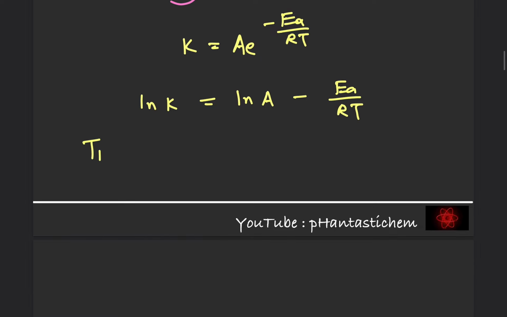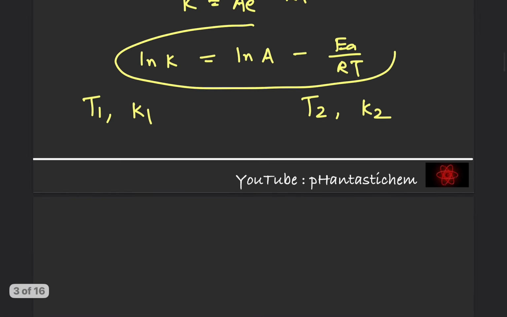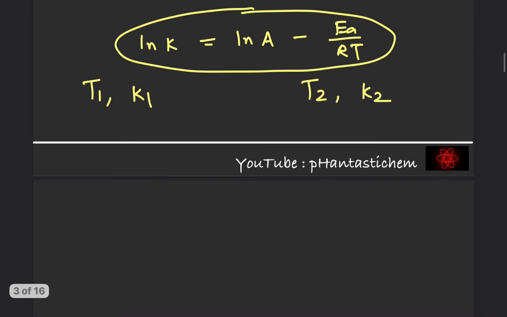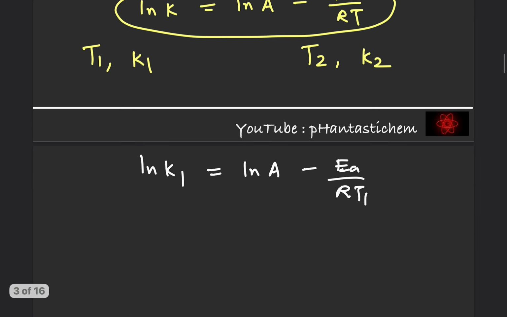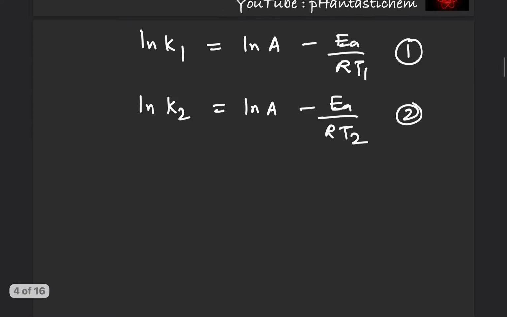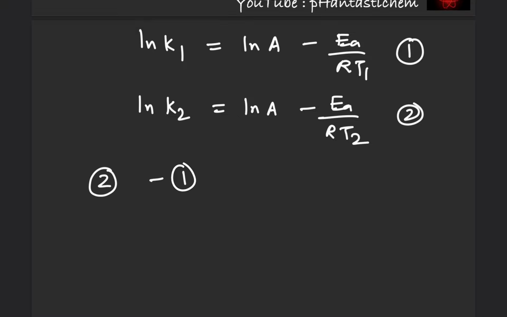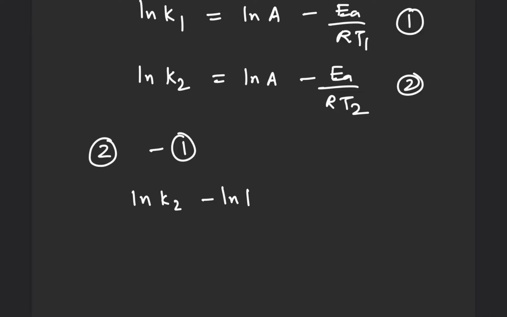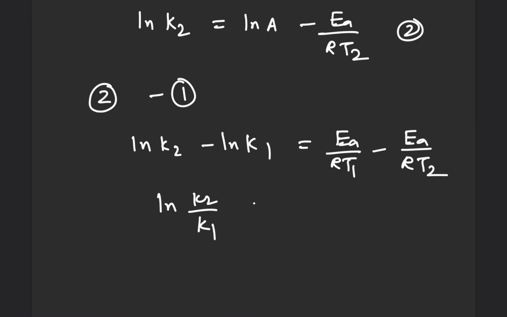So let us say that at temperature T1, the rate constant is K1, and at temperature T2, the rate constant is K2, right? So rewriting these equations, ln K1 is equal to ln A minus EA by RT1. For temperature T2, ln K2 is equal to ln A minus EA by RT2, right? Let us say this is equation 1, this is equation 2. If we subtract 1 from 2, we will get ln K2 minus ln K1 equal to EA by RT1 minus EA by RT2. Or you can write ln K2 by K1 is equal to EA by R times (1 by T1 minus 1 by T2).